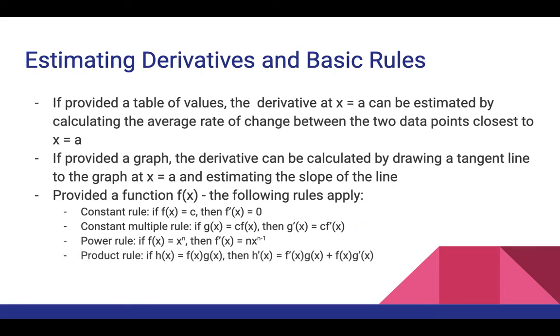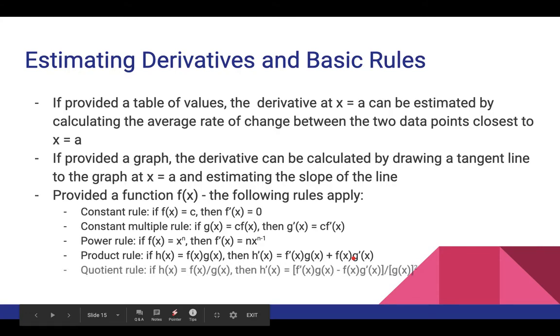Actually, we have a couple more rules. If f of x equals x to the nth power, then the derivative is n times x to the n minus 1 power. The product rule: if h of x equals f of x times g of x, then the derivative of h is equal to the derivative of f times g plus f times the derivative of g.